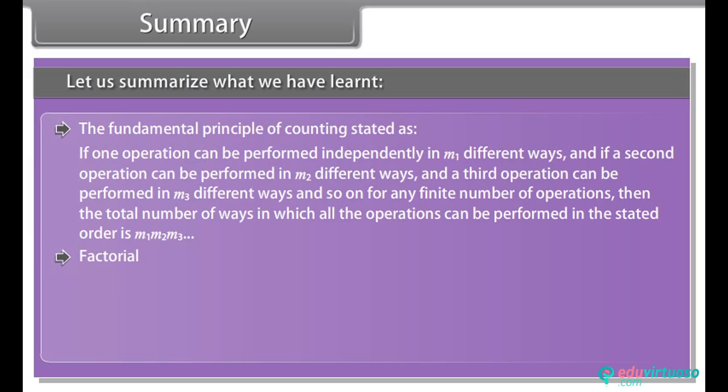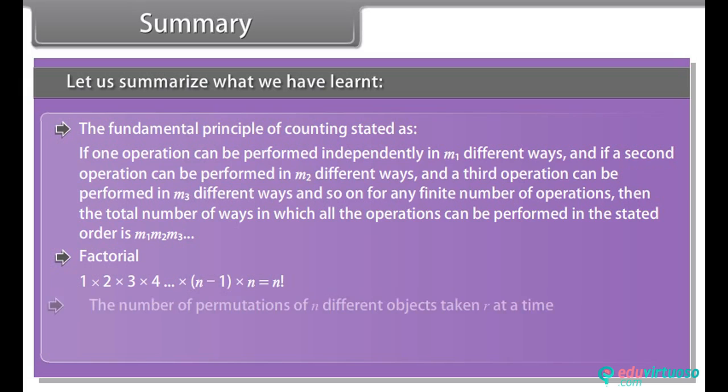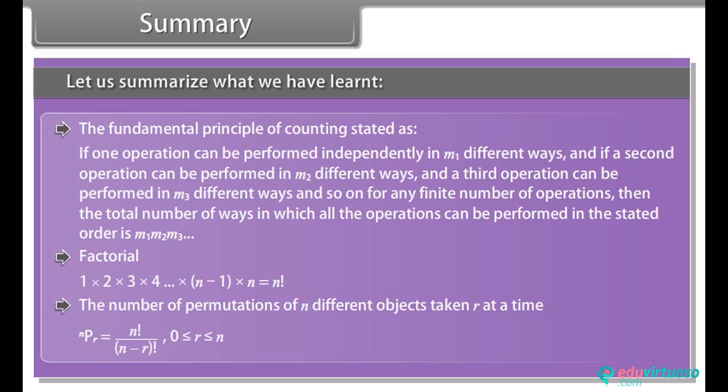Factorial: 1 into 2 into 3 into 4 up to n minus 1 into n is equal to n factorial. The number of permutations of n different objects taken r at a time, nPr is equal to n factorial by n minus r factorial, where 0 is less than or equal to r is less than or equal to n.